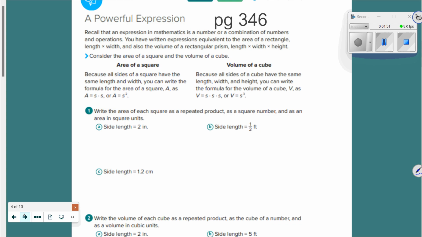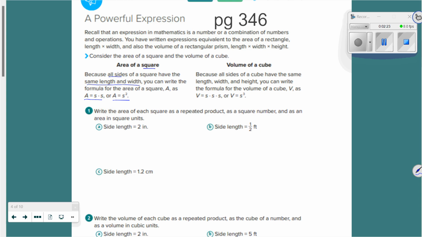And this one, what we've done before is worked a lot with area and volume already. When we have a special shape like a square, all sides of the square have the same length and width. So that means I can change my formula a little bit. I know that area is going to be length times width, but those are now the same, aren't they? So I can rewrite that as the side times the side, which using exponential notation, we can write as side squared.